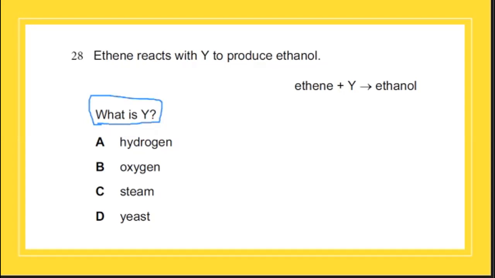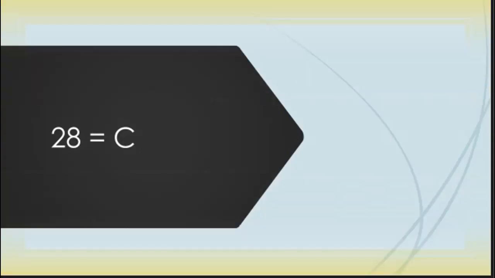C as in cat. Y is steam. That is correct. Ethene plus water vapor gives us ethanol. Yes, that is correct. C is our answer. Ethene reacts with steam to produce ethanol. All right. So yes, our answer is C as in cat.